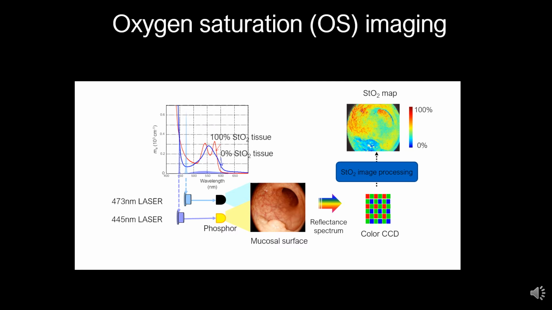OS imaging is a novel endoscopic technique that can directly measure and visualize tissue StO2 of the gastrointestinal tract surface. The system uses 2 laser light wavelengths, 445 nanometers and 473 nanometers, to detect spectral differences between oxy and deoxyhemoglobin. The mucosal surface is alternately illuminated at these 2 wavelengths, and the reflected light is sequentially detected with a color charge-coupled device in synchronization with light switching. The obtained images are processed and transformed into a StO2 pseudocolor map. This endoscopy system can simultaneously project 2 images, white light and OS imaging.